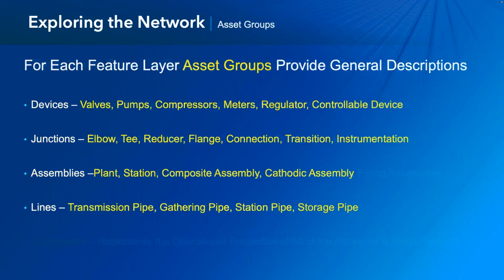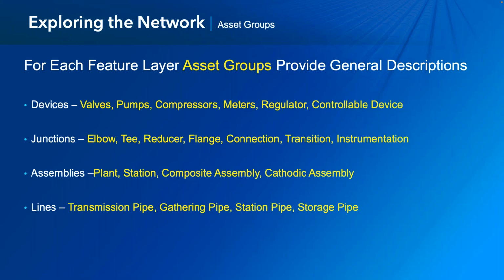Now, this is a really interesting part because this is how we were able to take all these different tables of information in PODS and represent them in these core feature classes. So devices have what we call an asset group. These are actually pulled right out of the model. So devices are valves, pumps, compressors, meters, regulators, junctions, assemblies, and lines, which is the sample data there. Right? So this is the top of the hierarchy. And in the geodatabase, there's a concept called subtyping.